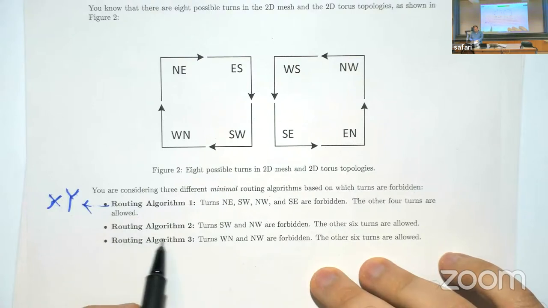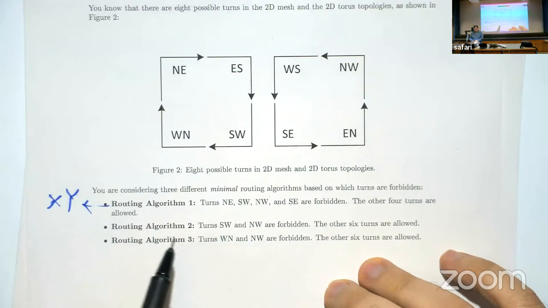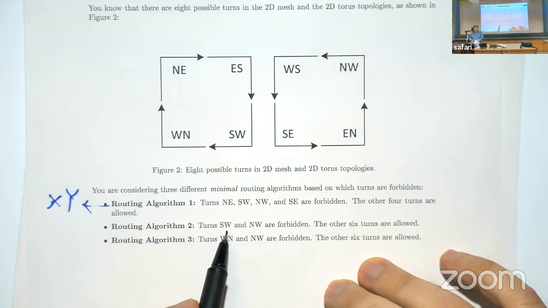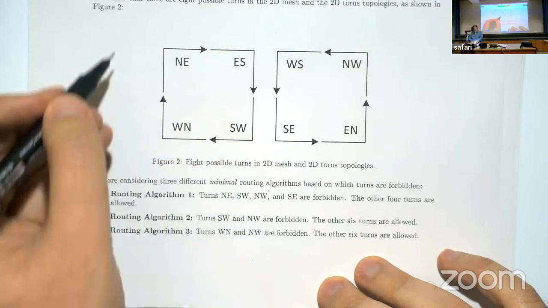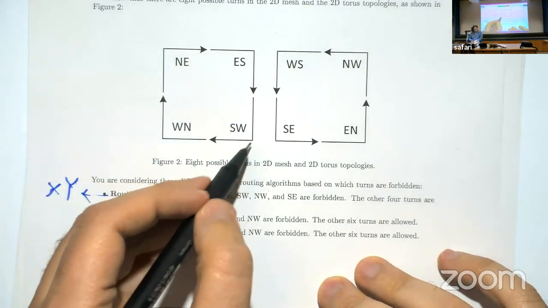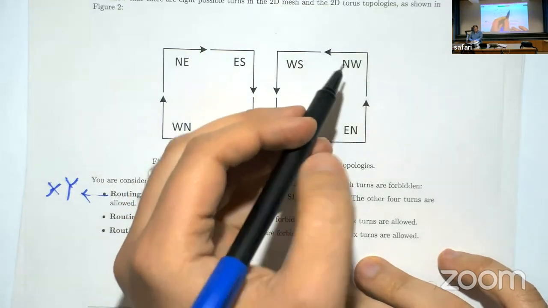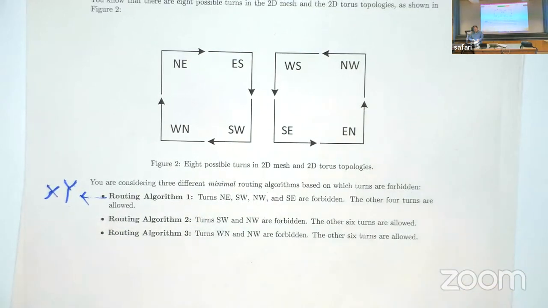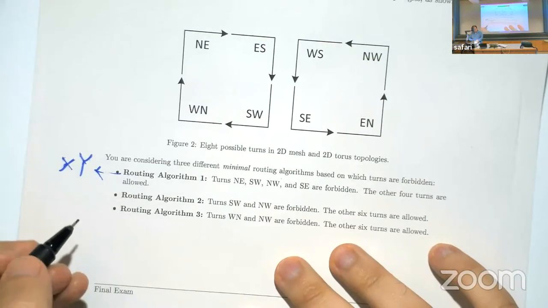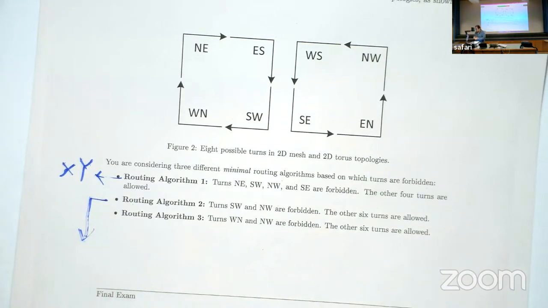For routing algorithm 2, only 2 turns are forbidden: southwest and northwest. In the clockwise circle, we don't have southwest. And in the counterclockwise circle, we don't have the northwest turn. Here also, you can imagine how this routing algorithm looks.